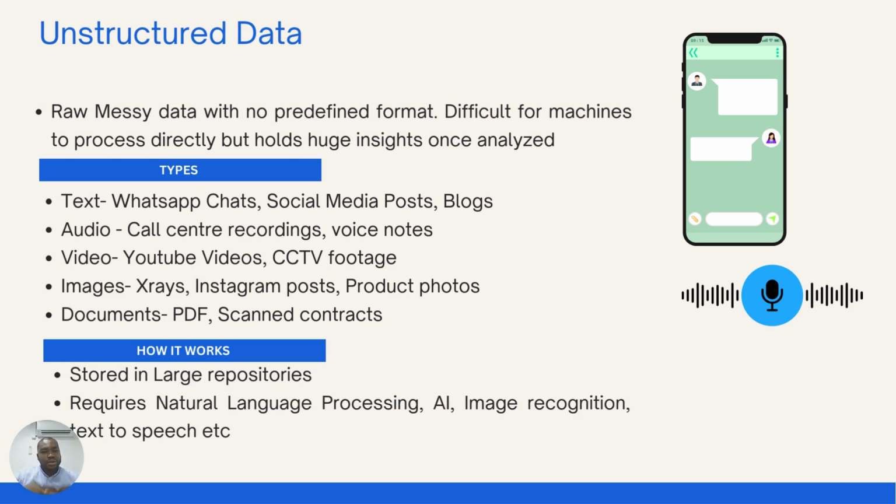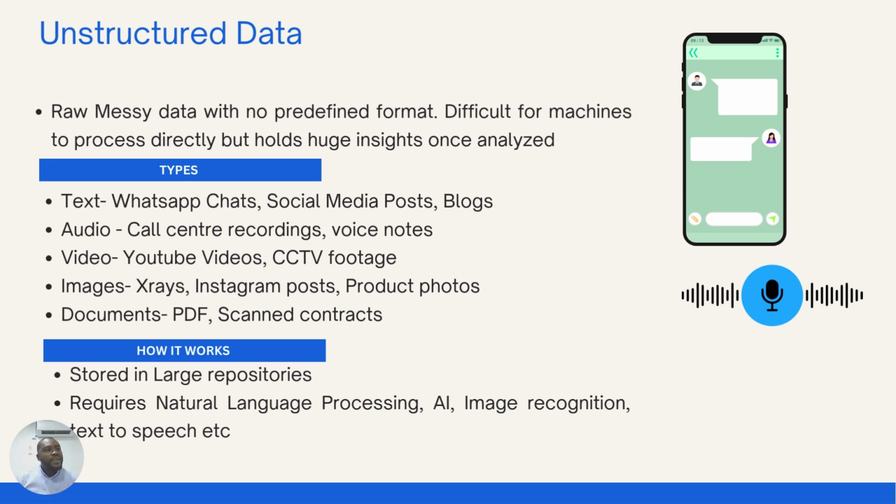And then finally is your unstructured data. This is raw, messy data with no predefined format. And most times it's difficult for machines and applications to process directly. But once you are able to get a hang of it, you can get huge insights from it. Some of these examples are WhatsApp chats, social media posts, blogs, call center recordings, voice notes, and then YouTube videos, CCTV footage.